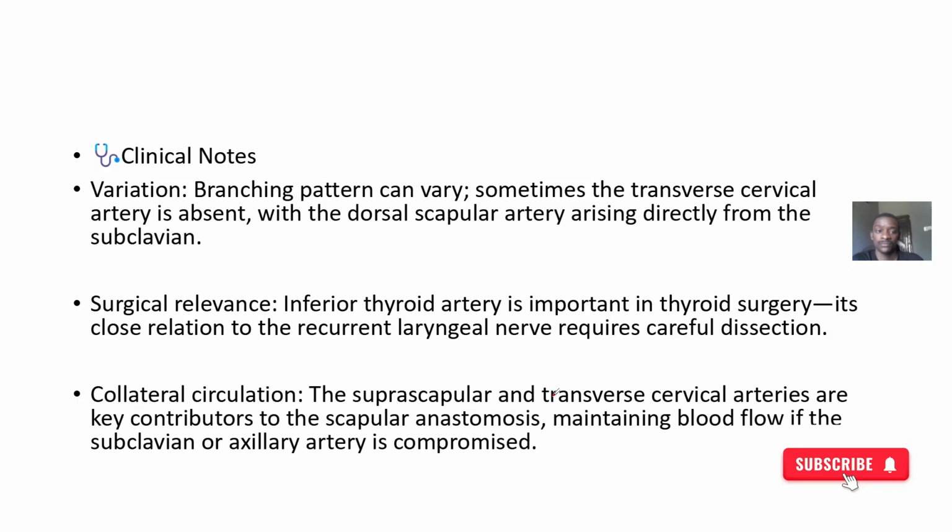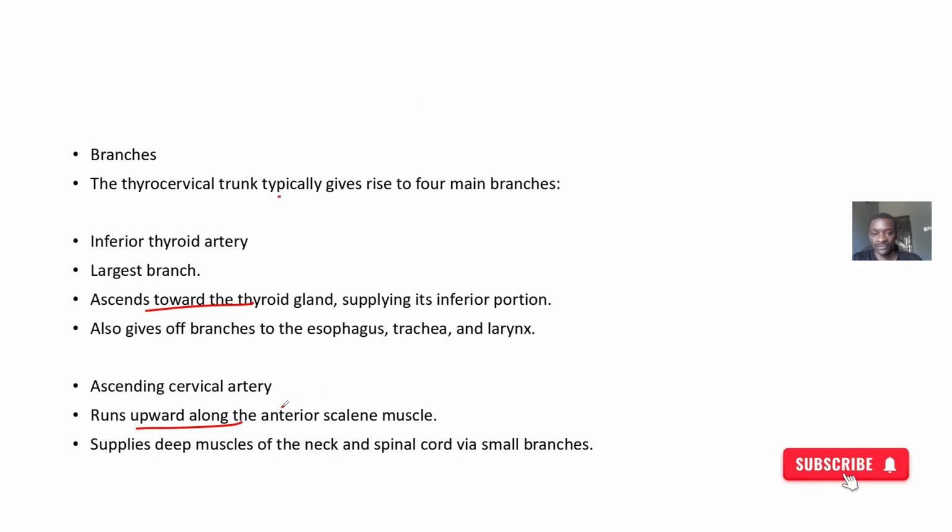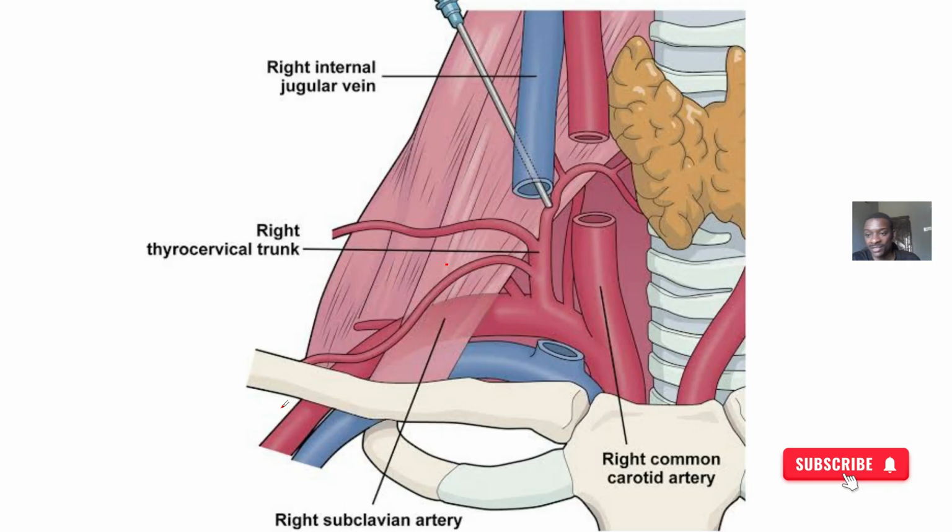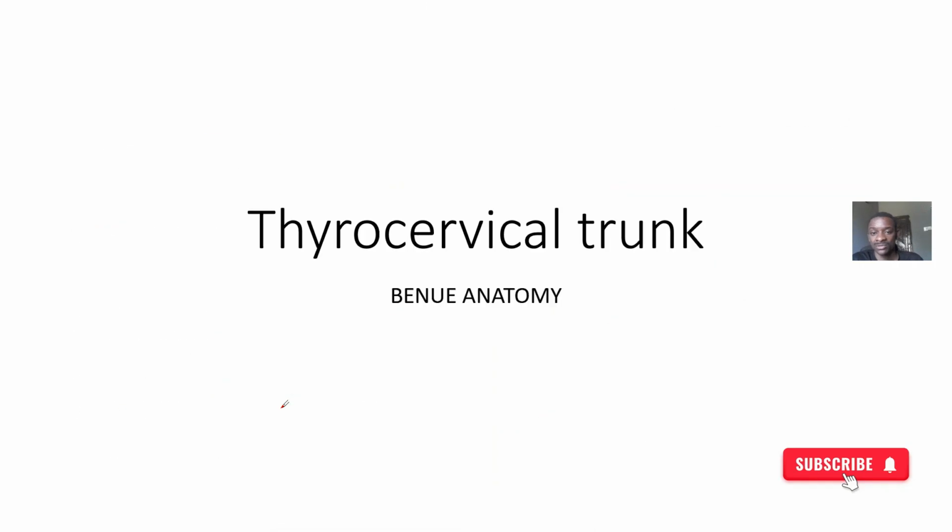Okay. So clinical importance is the branchings are variable in different individuals. They are very important in thyroid surgeries, especially the inferior thyroid artery. Then also they form a rich blood network that gets to supply regions of the neck and all of that. So this is what we have.